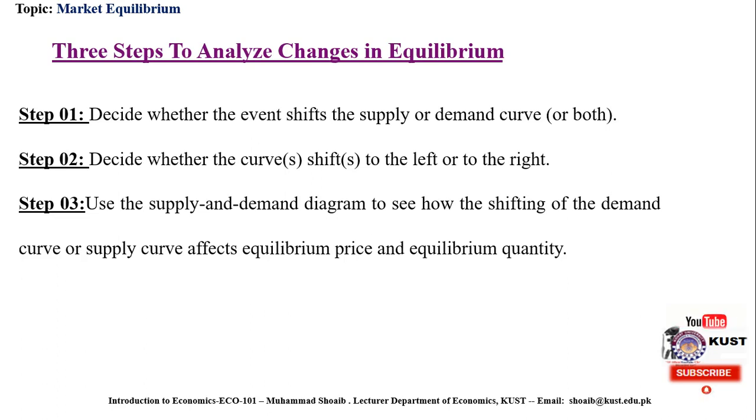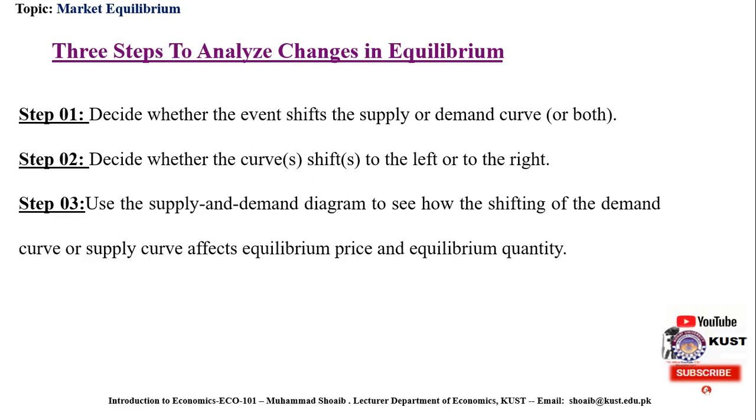So when we are in market equilibrium and a change occurs in any of the shift factors of the demand curve or the supply curve, it will have an impact on the market equilibrium. So how are we going to analyze the changes in the market equilibrium? There are basically three steps involved in analyzing the changes in the equilibrium. In the first step, we are going to check whether the event shifts the supply curve or the demand curve or both of the curves.